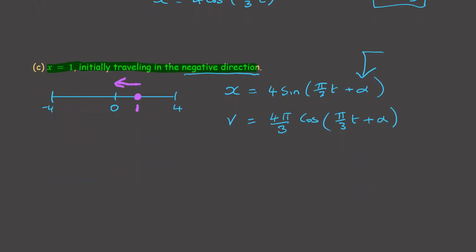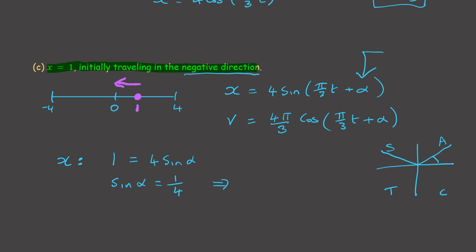So let's start by thinking about the displacement. We know it starts here at positive 1, and therefore we can say 1 is equal to, if t is equal to 0, 4 sine alpha. So that means that sine alpha is a quarter, and if we think about our CAST diagram, there's going to be two solutions here and here. So this could be our alpha, or that could be our alpha.